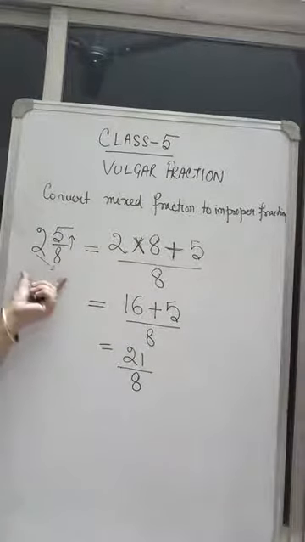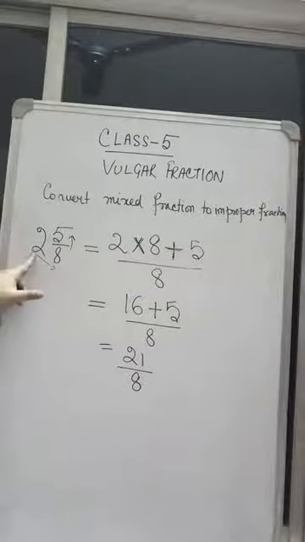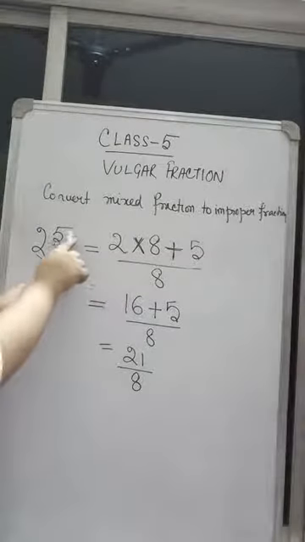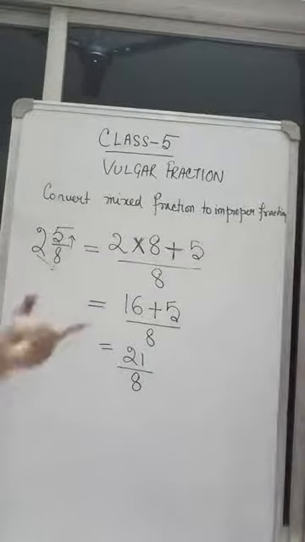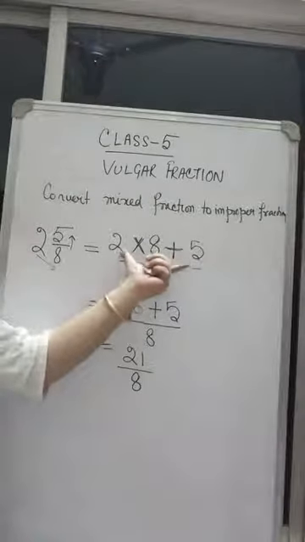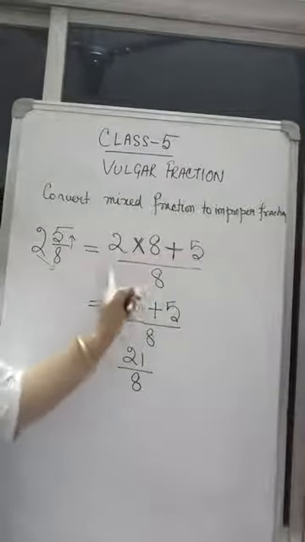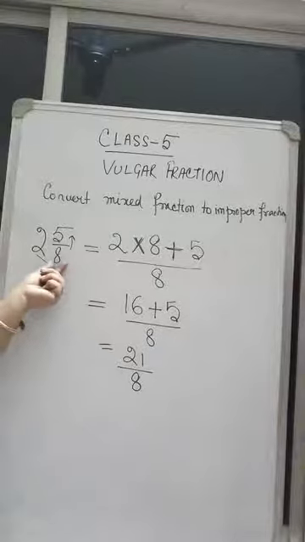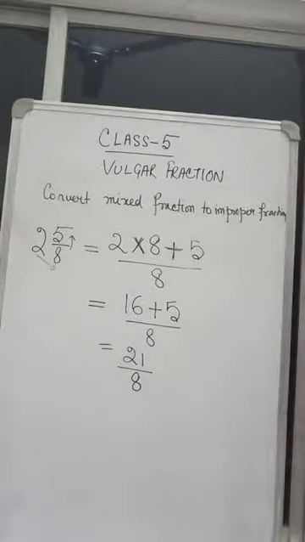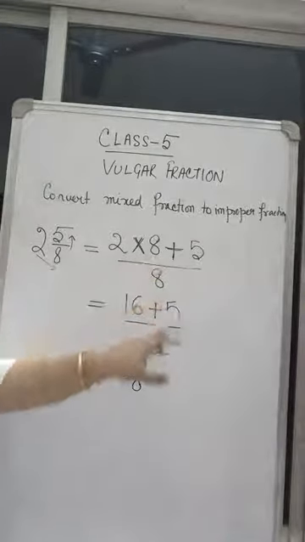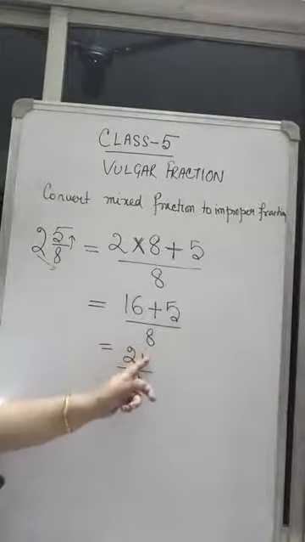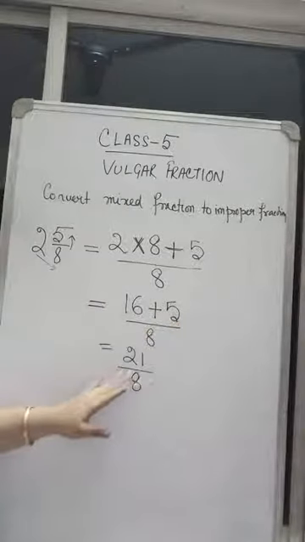The mixed fraction was given. What we have done? With the whole number, we have multiplied the denominator and we have added the numerator. And this comes in the top part, that is the numerator part, the entire thing, divided by what will be in the denominator? The same thing that is present in the denominator part of the fractional number, that is 8. Now you will solve. First you will multiply and then you will add the value. Divided by 8 is there. So 16 plus 5 gives you 21 by 8.